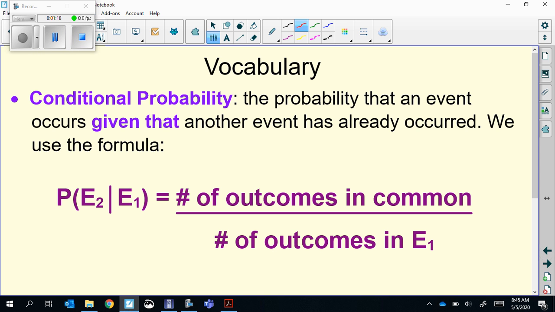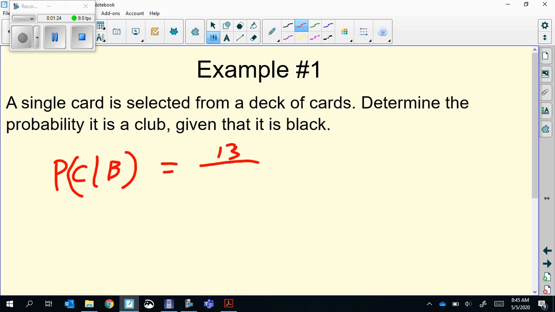And then over the number of outcomes in event 1, which is the given. So it's common over given. So given that it's black, how many cards are black? That would be 26. So it's 13 out of 26, which reduces to 1/2.